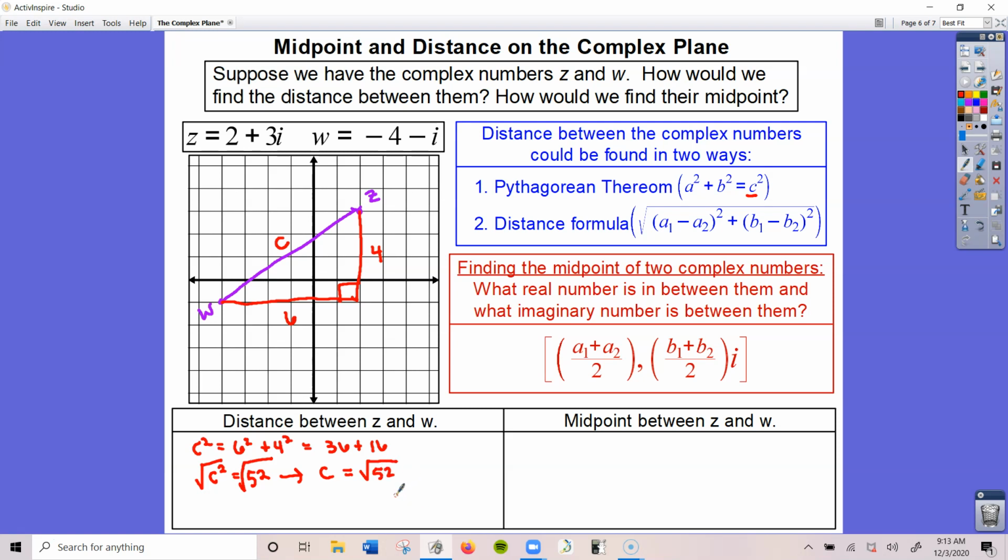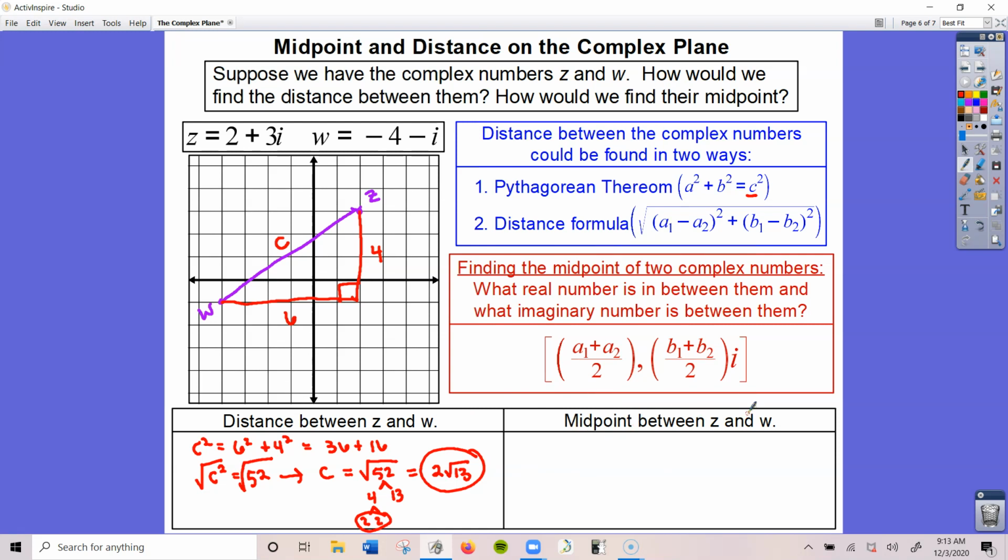But always simplify square roots if you can. 52 is when you multiply 4 and 13. And 4 can be broken down to 2 and 2. So this radical could be rewritten as 2 square root of 13. And this would be considered the distance of these two complex numbers.